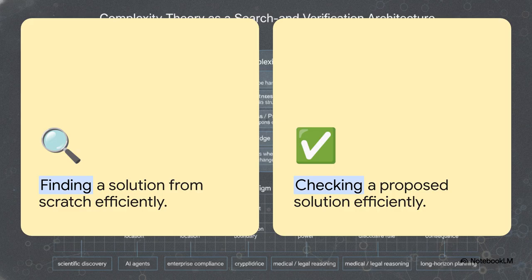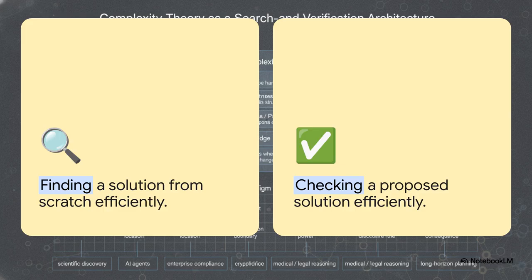To really grasp this landscape, we've got to distinguish between P and NP. So P stands for problems that can be solved efficiently right from scratch. Think of your car's GPS finding the absolute shortest route to a destination. The computer just crunches the numbers and hands you the answer directly. Pretty straightforward, right? But NP is a completely different beast.